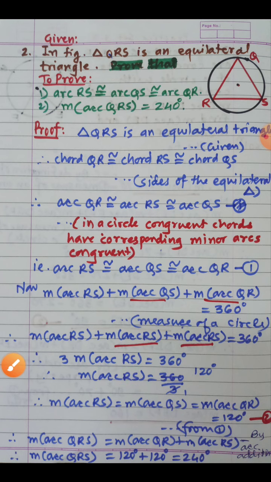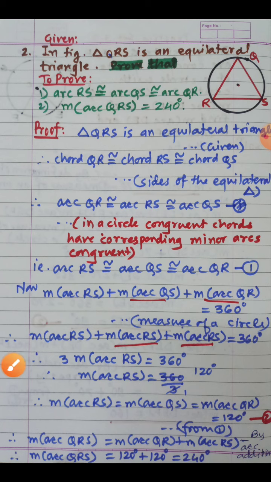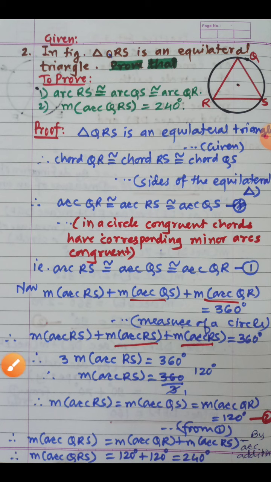Therefore students, we will have measurement of arc QRS. Measurement of arc QRS is the sum of measurement of arc QR plus measurement of arc RS. So from 2 we get measurement of arc QRS is equal to 120 plus 120 is equal to 240 degree, and hence second is also proved.